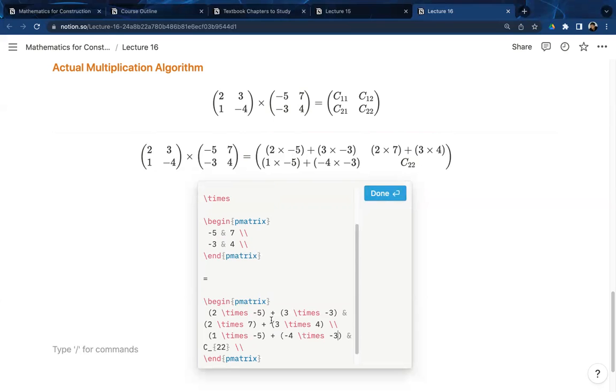And the last one, C22. Second row, second column. Again, you're adding two things. Why two things? Because it's two elements in a row and two elements in a column. That's why I added two things. So C subscript 22 is the second row by the second column. 1 by 7, write that. 1 by 7 plus negative 4 by 4.